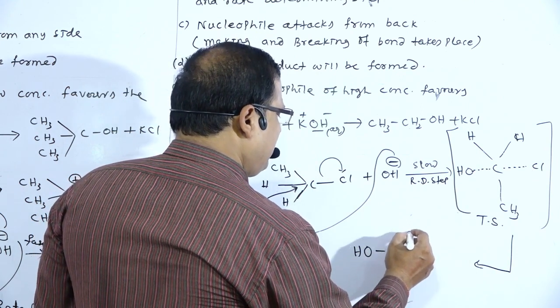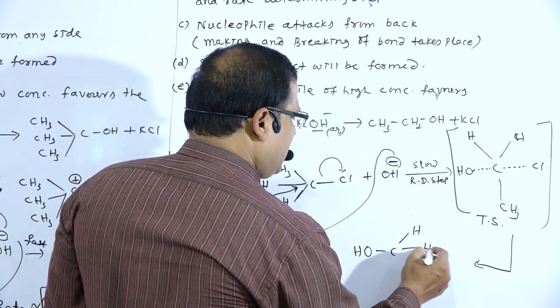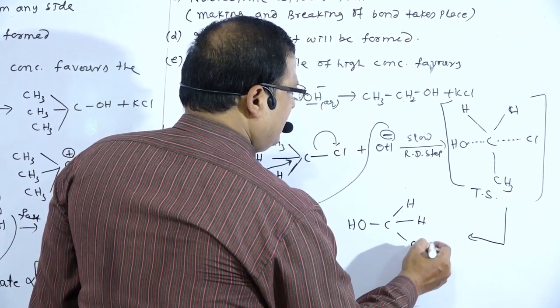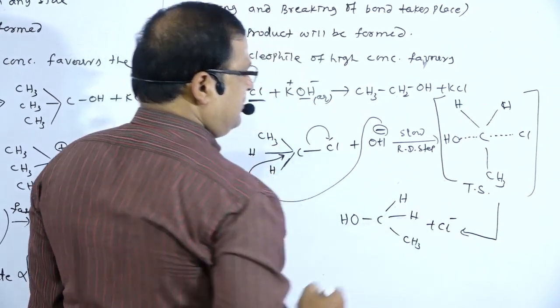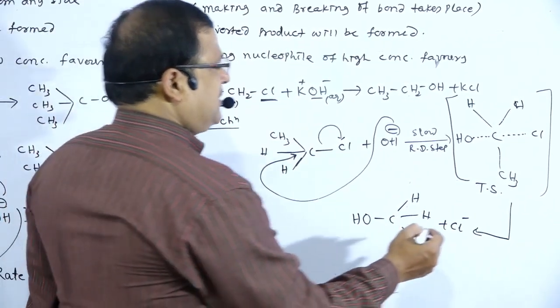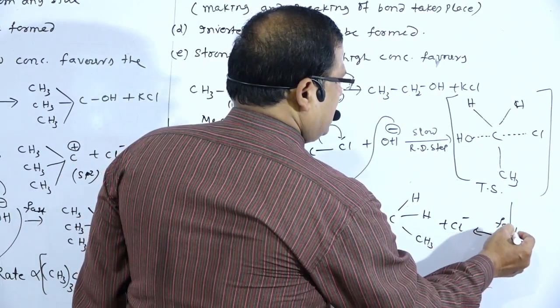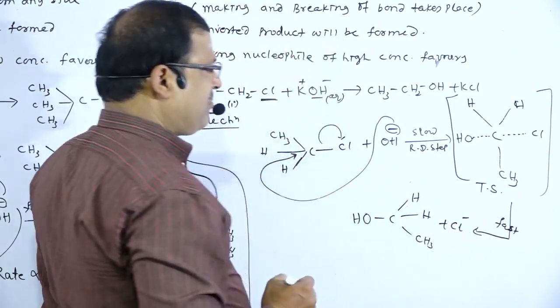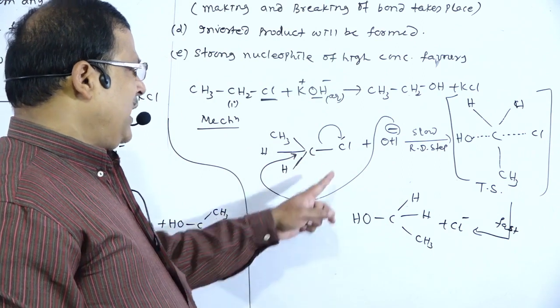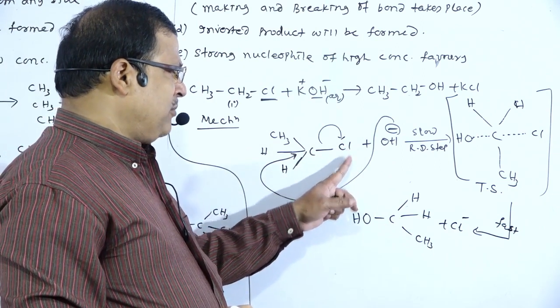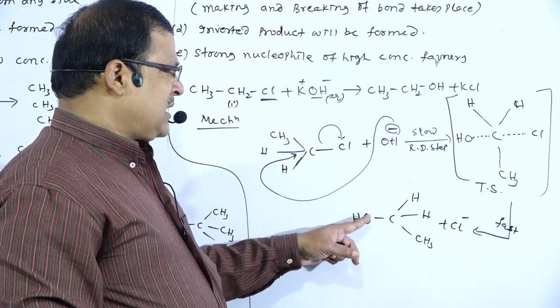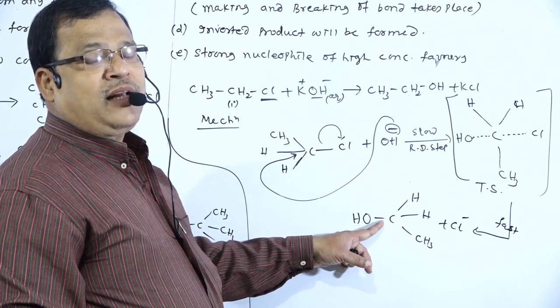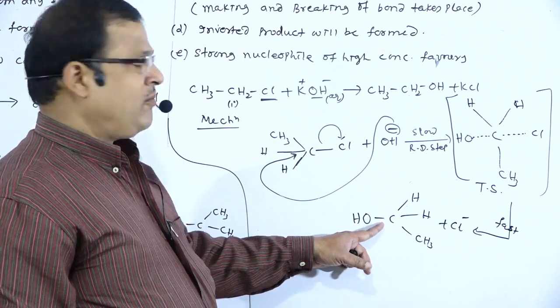HO bond C, H. That is fast. This step is fast. The chlorine atom is removed at this point, but the OH group is just attached to the backside. Therefore, that is an inverted product.